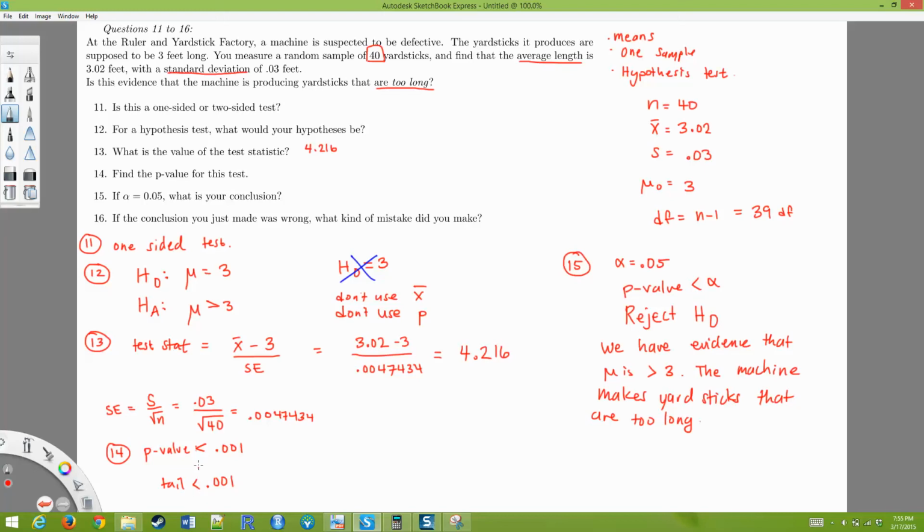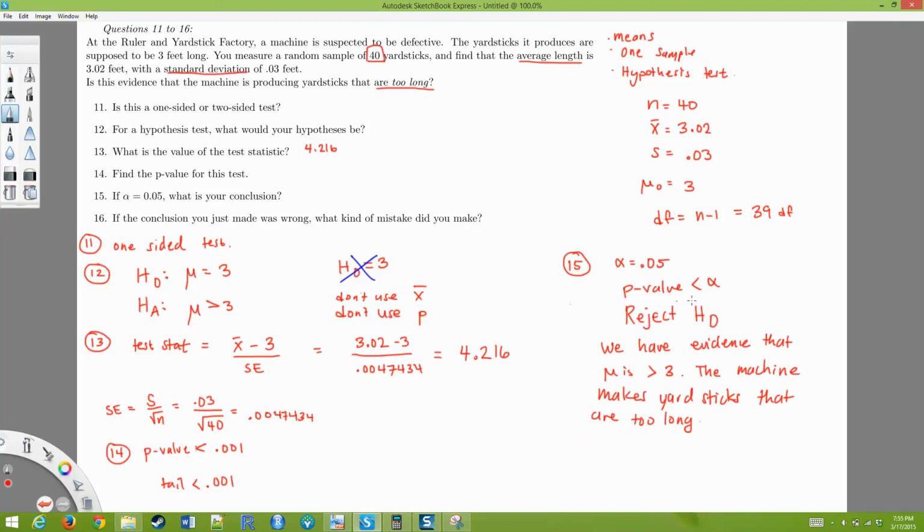Okay, and because it's a one-sided test, my tail is my p-value. So here I'm just writing my p-value is smaller. So that is the p-value. That is my p-value. That's the part I was not connecting. All right. Okay.